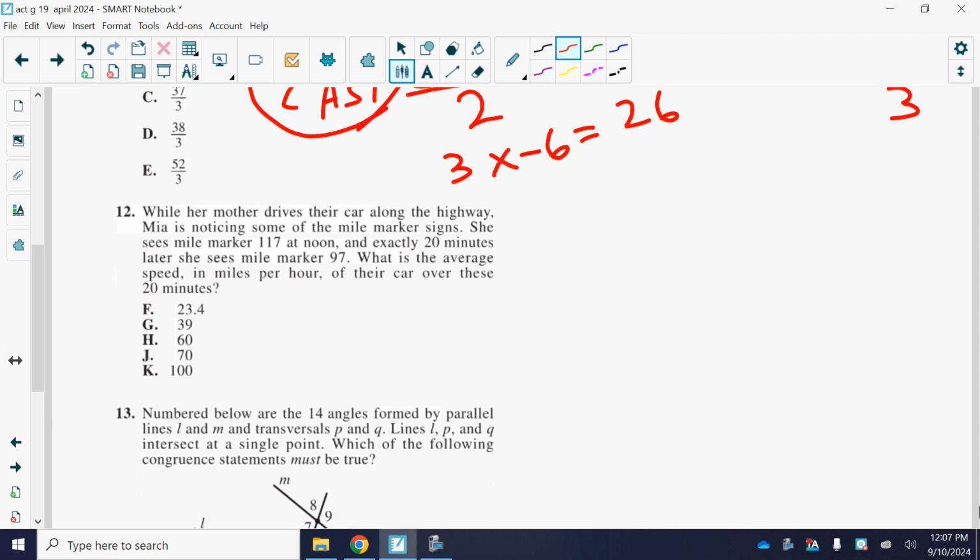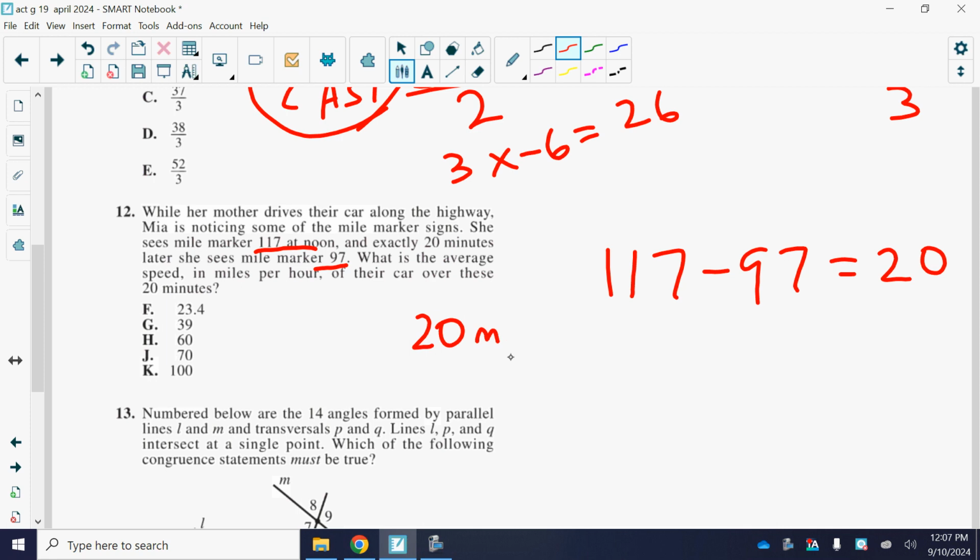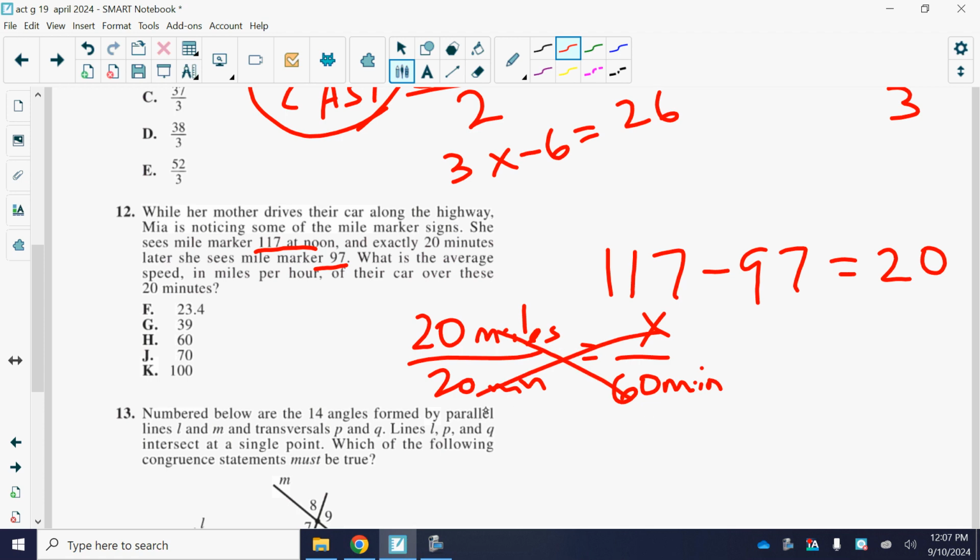We're on a highway, and we pass mile marker 117, and 20 minutes later we pass mile marker 97. That means I've traveled 20 miles, the subtraction of them. So I traveled 20 miles in 20 minutes. They want to know how many miles I will travel in an hour, or 60 minutes. So all I have to do is times by 3. You could cross multiply, divide, and that's H.